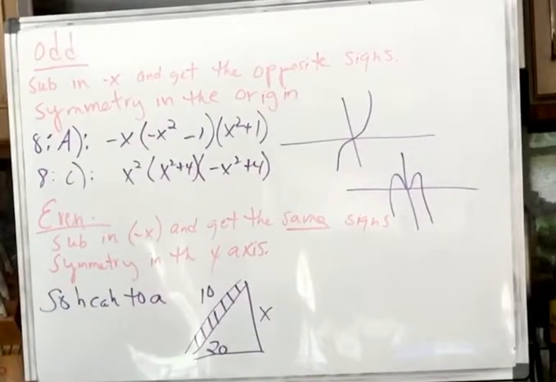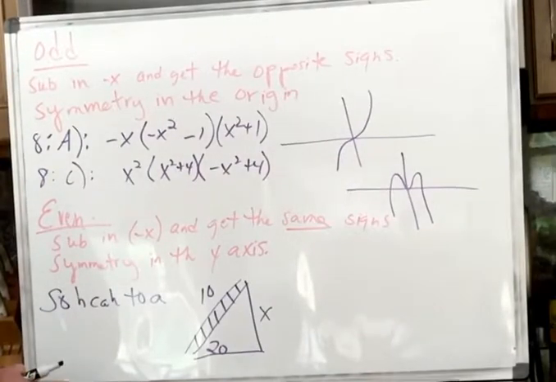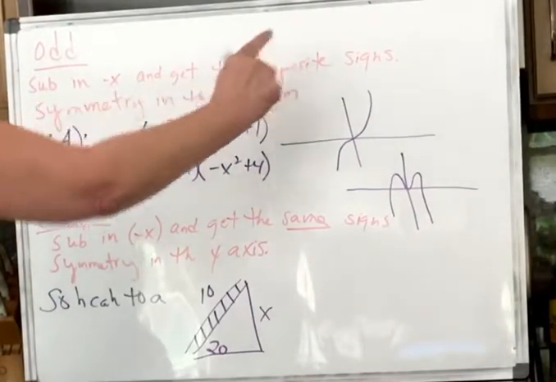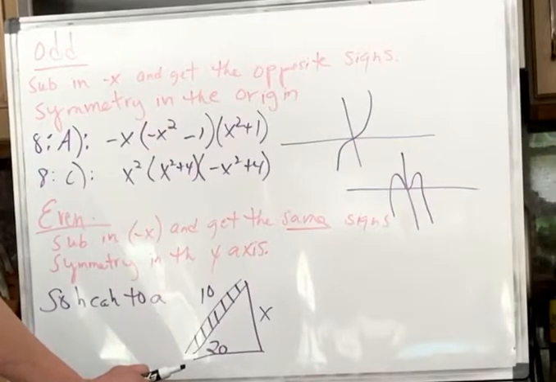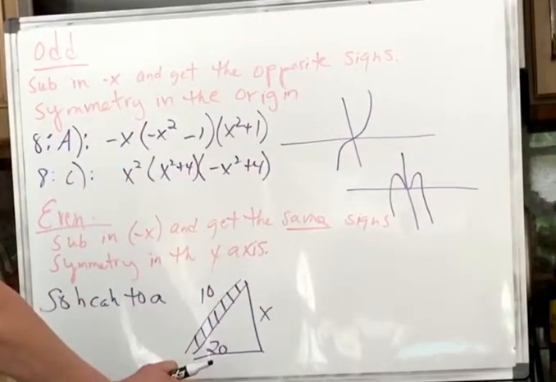I just want to review a few of the topics that you'll be needing for your very last test in college algebra. So, we'll start with even and odd functions. First of all, to have an odd function, you want to sub in negative x and get the opposite signs in your function, or you want to look at symmetry and make sure there's symmetry in the origin. For an even function, you want to sub in negative x, and you want to get the same signs that the function had, and you want to see symmetry in the y-axis, which means that technically what you want to do is either look at the graph or try the algebraic test.